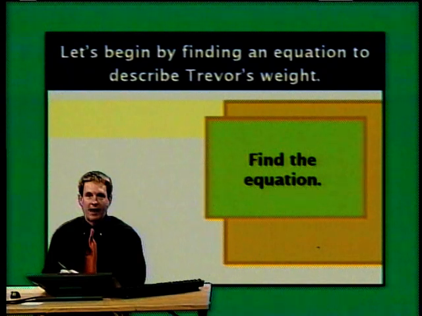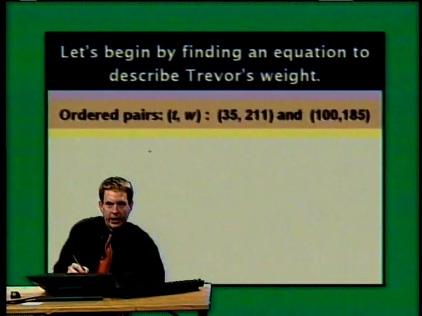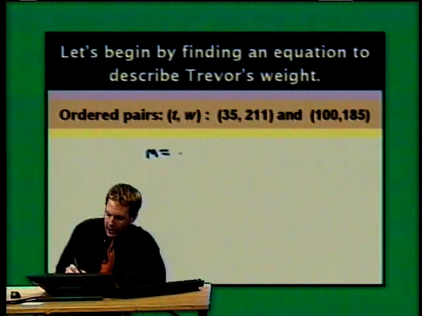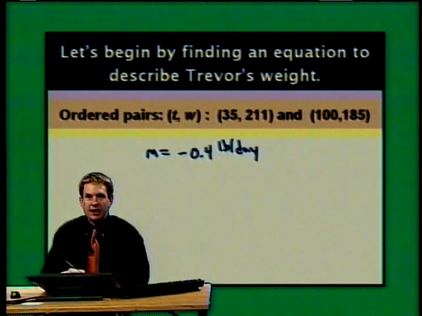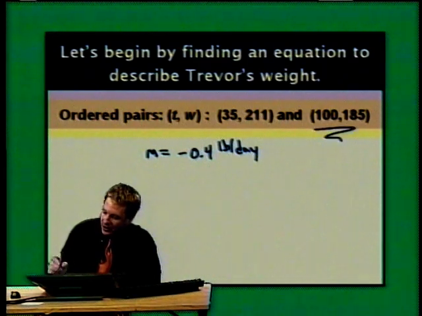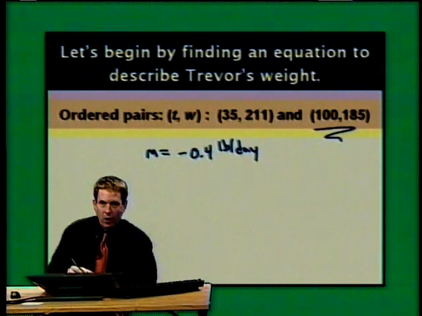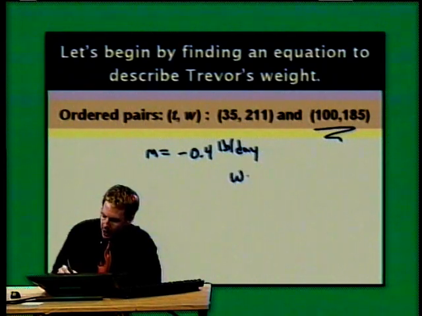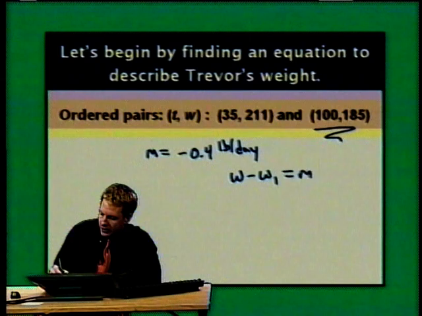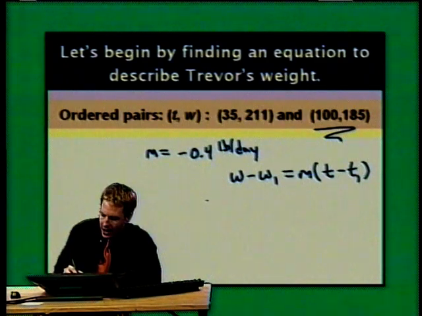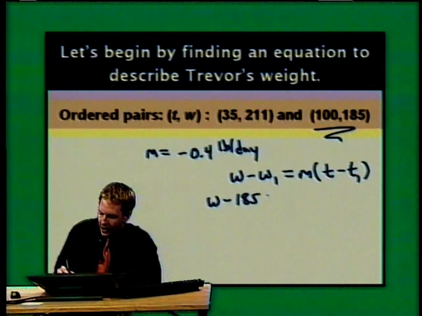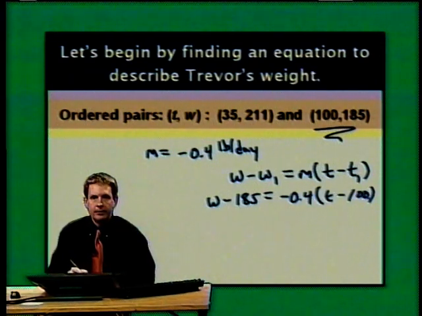Now let's go ahead and find our equation. So we just found that the slope is negative 0.4 pounds per day. All we need to come up with the equation is a point on the line. Well, we've got points aplenty. I think I'm going to use this point right here. So the form of the equation of the line is going to be W minus W1 equals m times t minus t1. Plugging in my values, I have W minus 185 equals negative 0.4 times t minus 100.